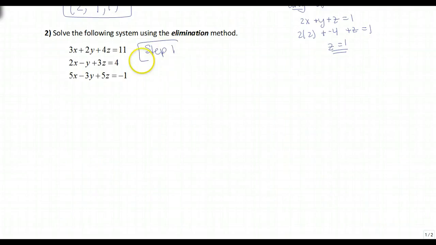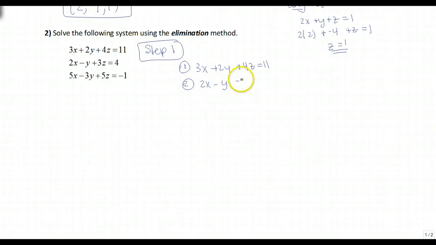So step 1. Again, use all 3 equations. Equation 1, I've got 3x plus 2y plus 4z equals 11. And equation 2 is 2x minus y plus 3z equals 4. And I'm going to need to multiply that bottom equation by 2 so I can eliminate those x's. So I'm going to rewrite both equations.